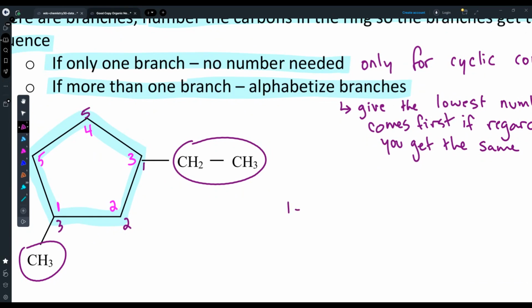So I'm going to go 1-ethyl, so it means the ethyl branch is on carbon 1. Okay, now we want to talk about the methyl branch. So dash 3-methyl.